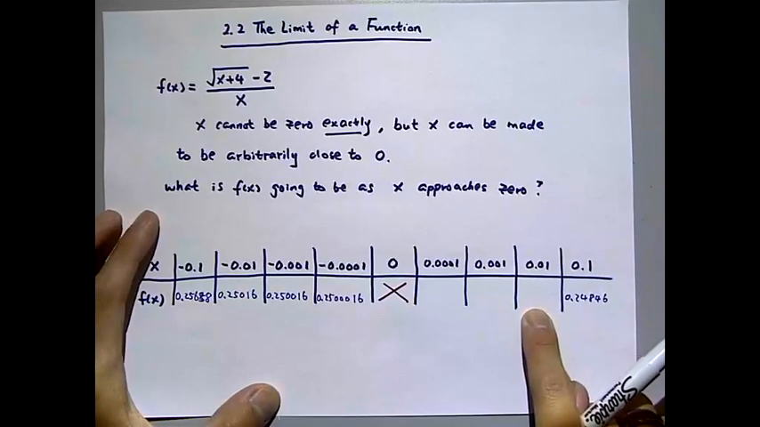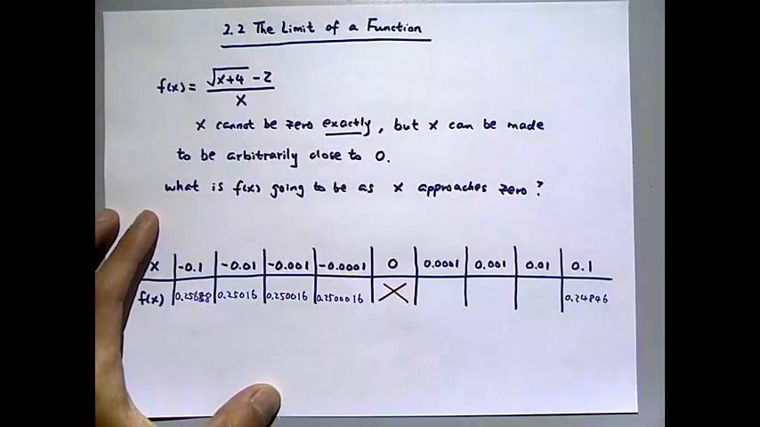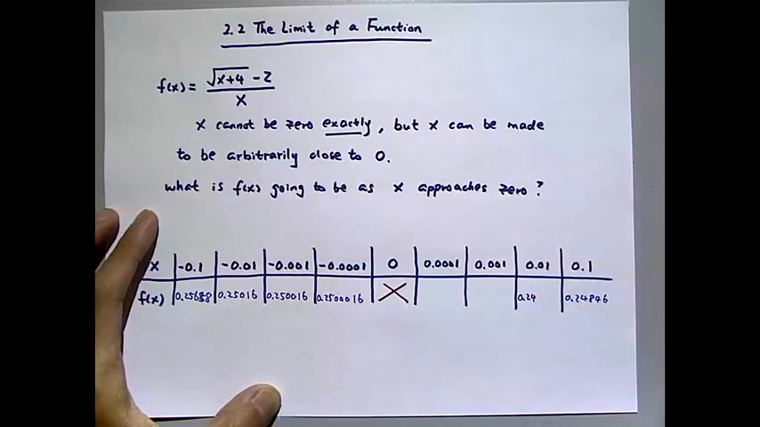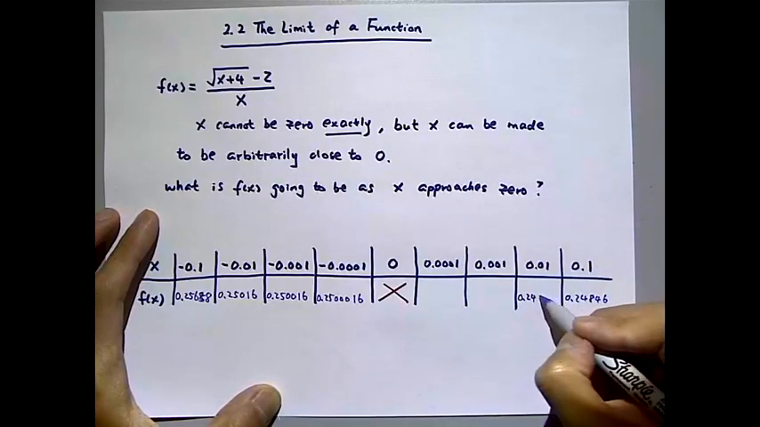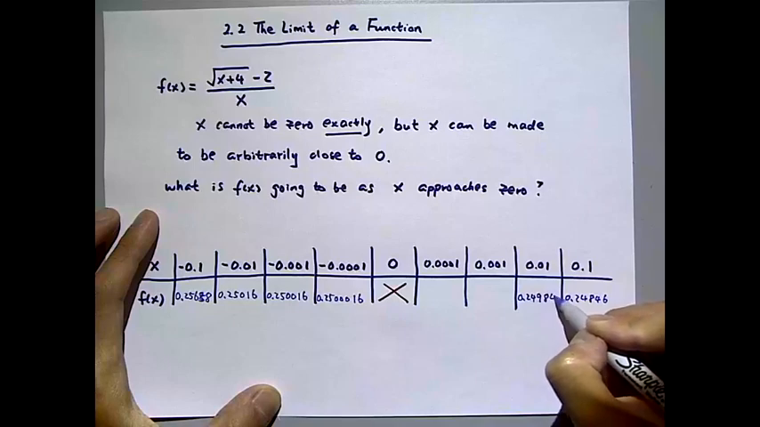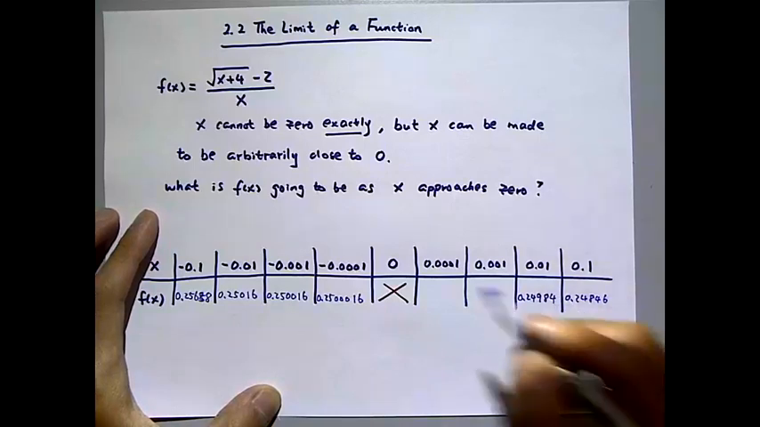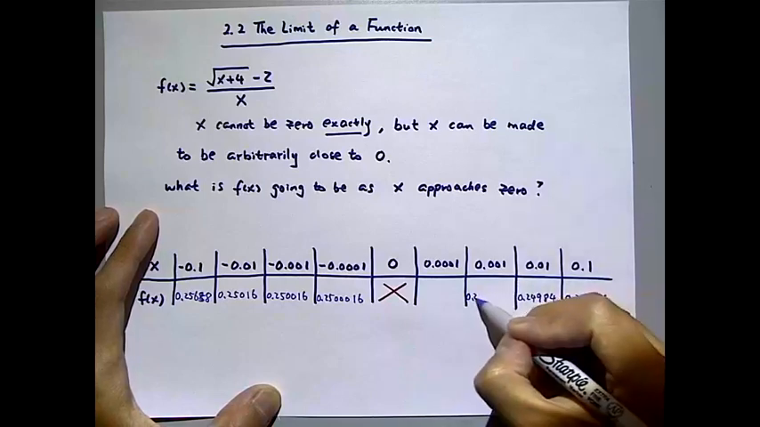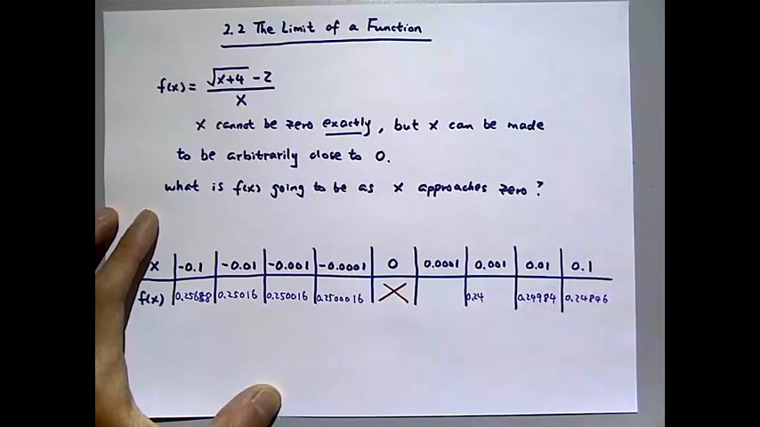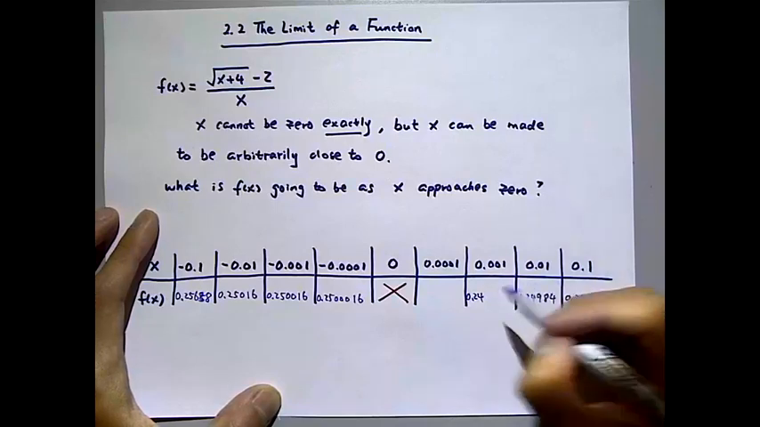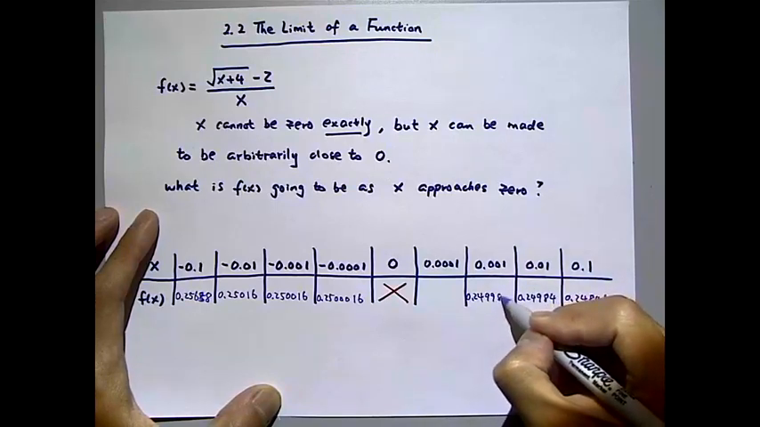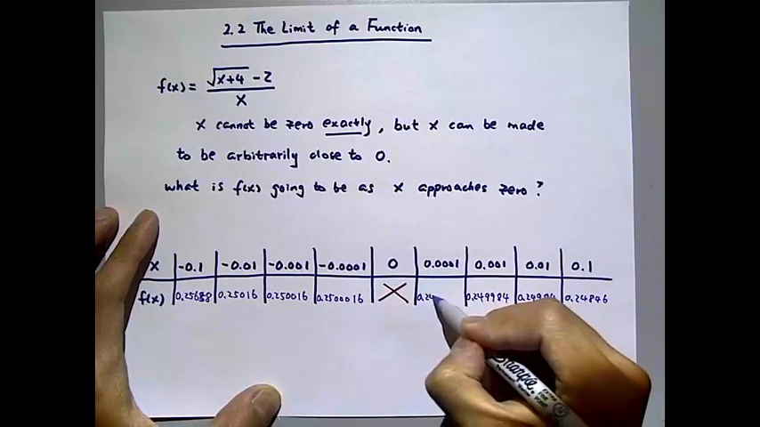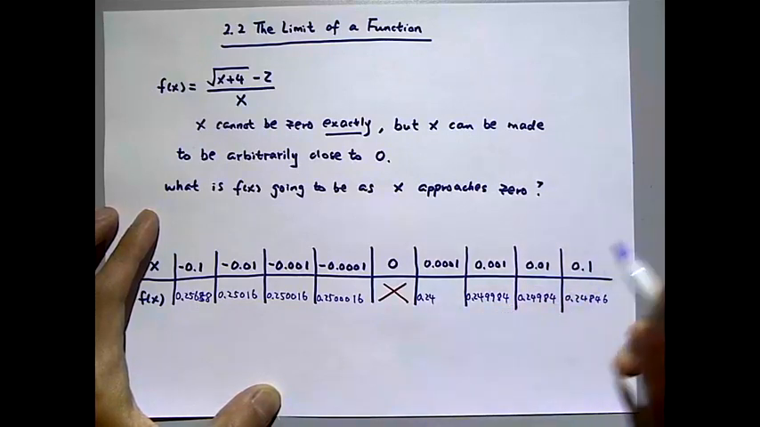Okay, I repeat this. 0.01 into here, and I end up getting 0.24984. Keep going. I get 0.249984. And then one more here, we get 0.249984.